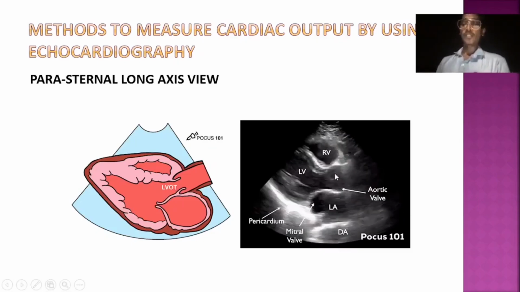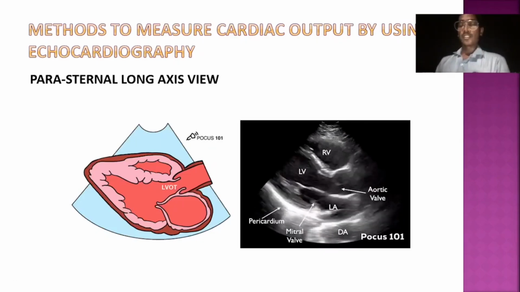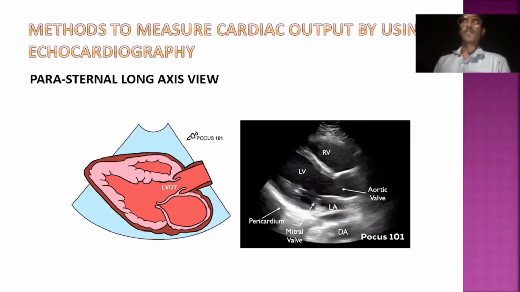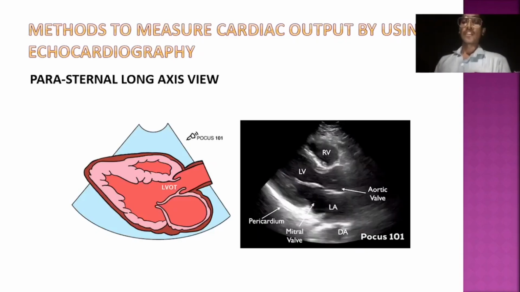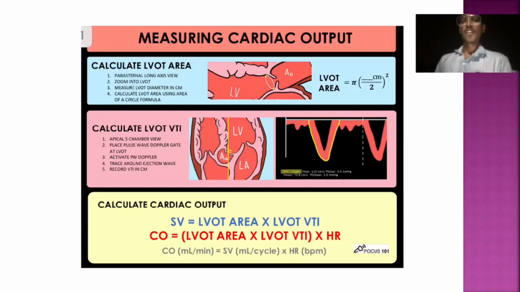We can measure the left ventricular outflow tract, where cardiac output is equal to heart rate times stroke volume, and stroke volume follows this formula. Now, measuring cardiac output: stroke volume is equal to LVOT area times LVOT VTI, where we saw the LVOT area in the previous slide.